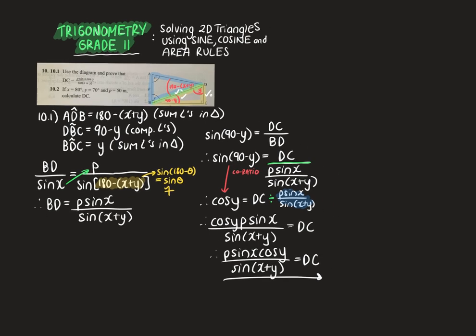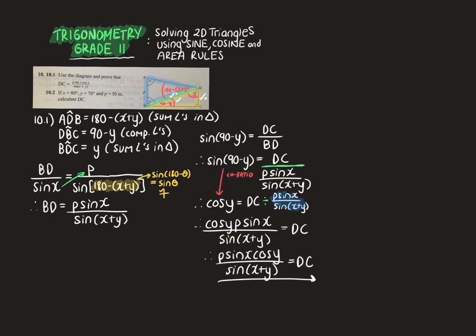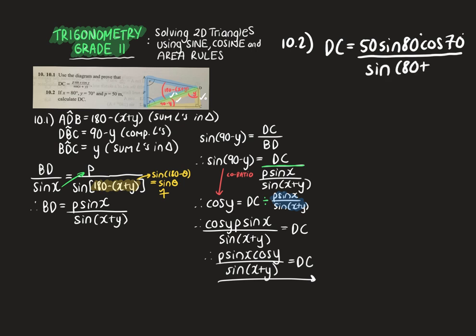Okay, so 10.2 is a very common style or setup that these questions take. They'll ask you to prove something, and then the last question would literally be to calculate the actual value. So it's just a substitution question. If we know that DC is equal to what we proved it to be, and they said P was 50, then it's 50 sine of 80 cos of 70 all over sine of 80 plus 70. Now it's literally just calculator work, guys.